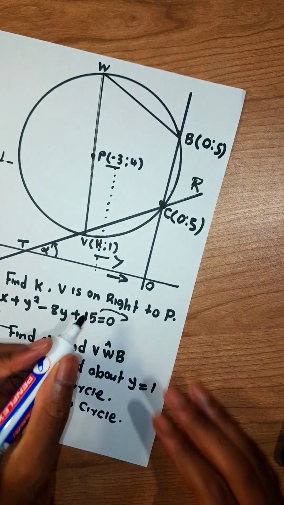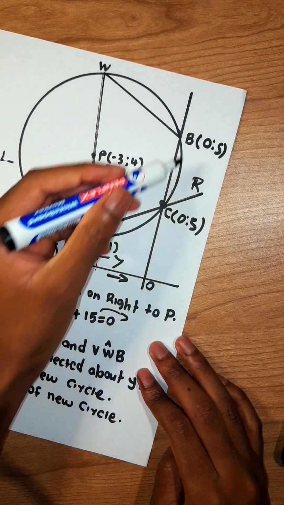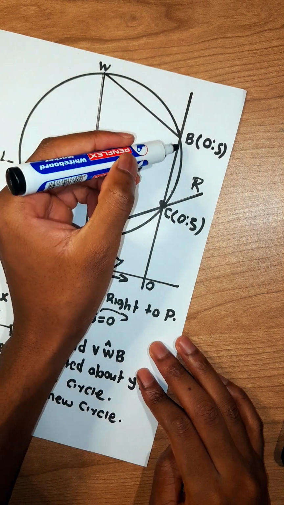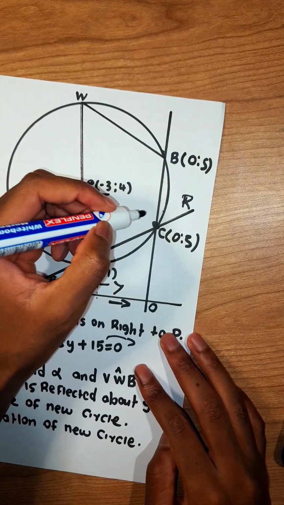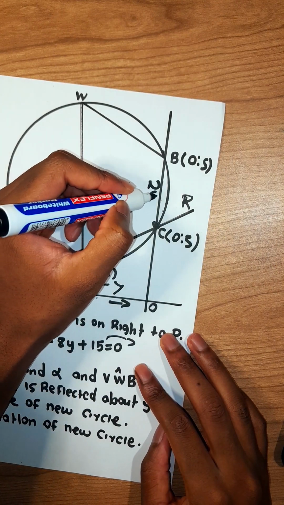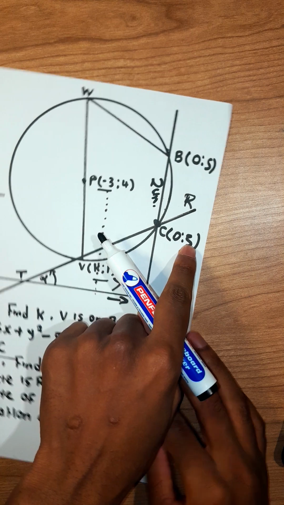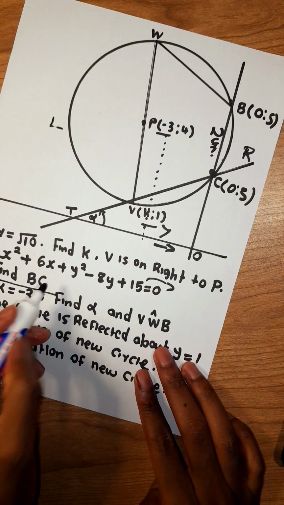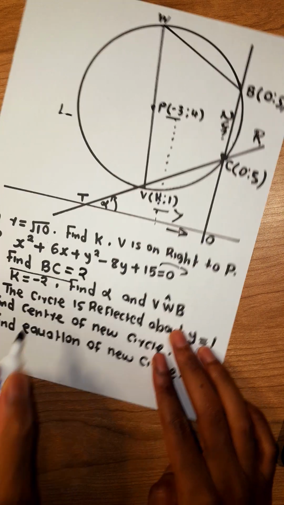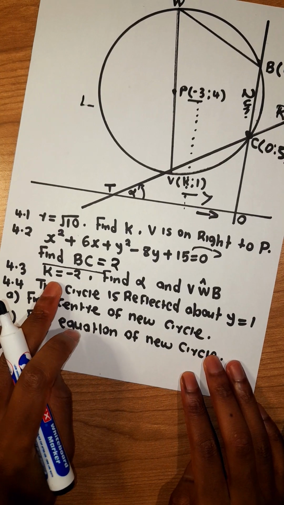So they want us to calculate the value of BC. What is the distance between b and c? Well, obviously the distance between b and c is going to be 2 units, because to move from 3 to 5 you add 2, so that's just going to be 2 units. So that is your answer. BC is 2.